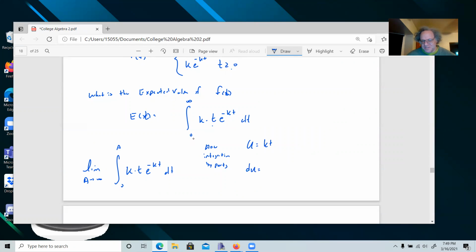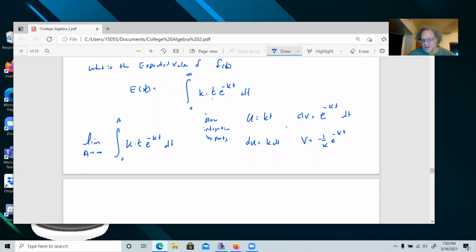Okay. So u is equal to kt, right? du is equal to k dt. dv is equal to e to the negative kt dt, and v is equal to negative 1 over k e to the negative kt. All right. You take this derivative, make sure that taking this derivative gets you back here, right? Because we're going to have a chain rule. The k's are going to cancel, negatives are going to cancel, everything will be good.